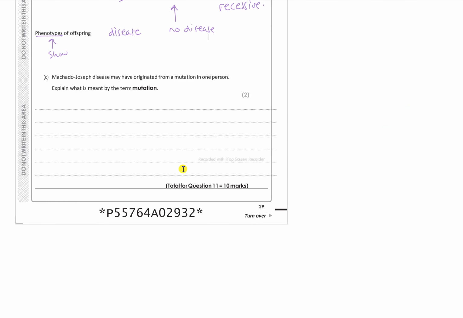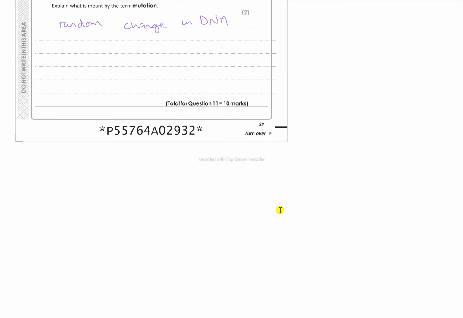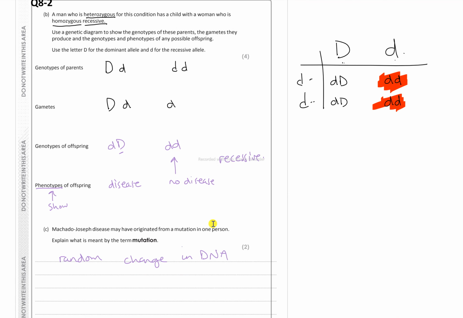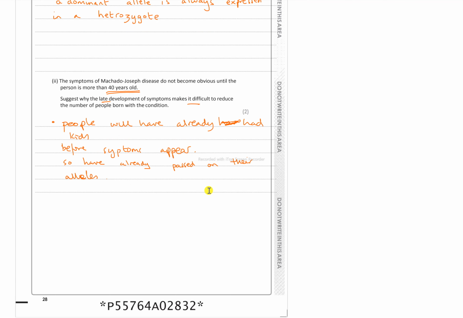Right, what is mutation? I think we did this earlier. Mutation is the random change in DNA. Looking for the words random and change. Right, okay, that was a toughie. It's getting your head around this.